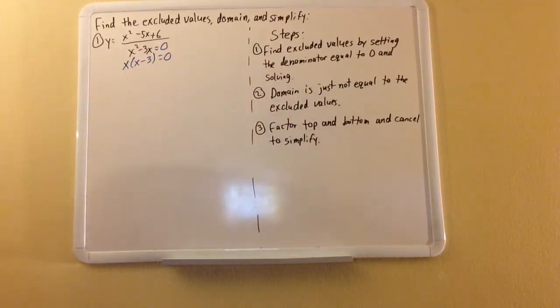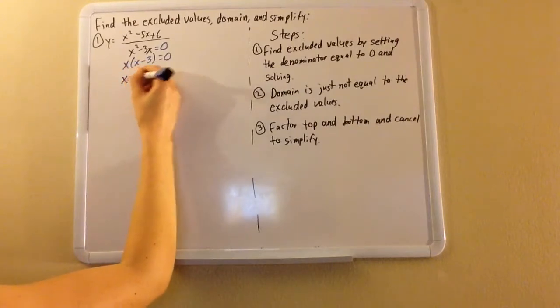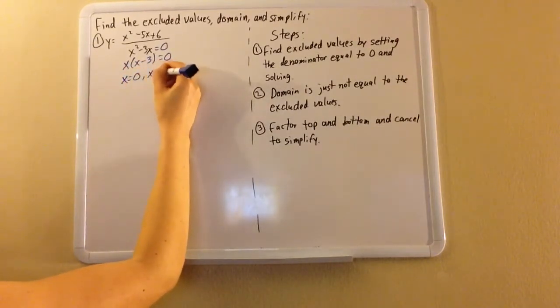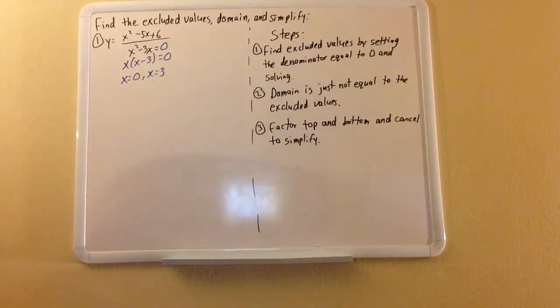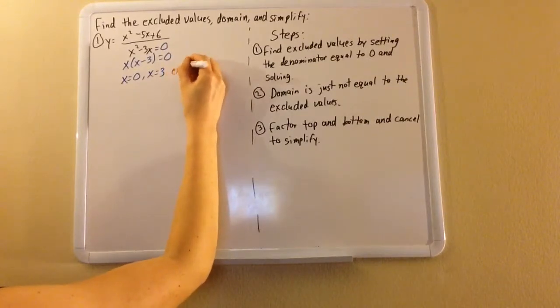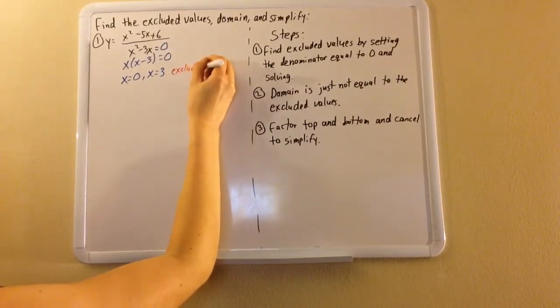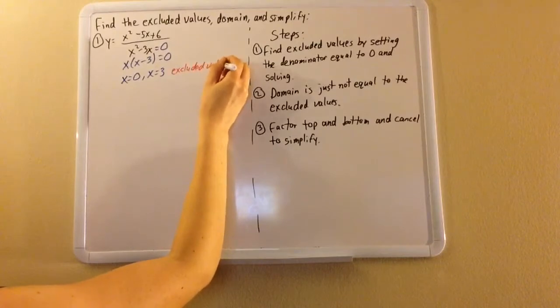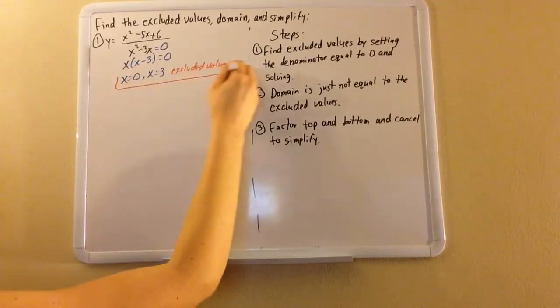And now I set each part equal to 0. I'm going to end up getting x equals 0 and x equals 3. If you're not sure about how I did that, please refer to my solve by factoring video, which I have posted. So these are my excluded values here.